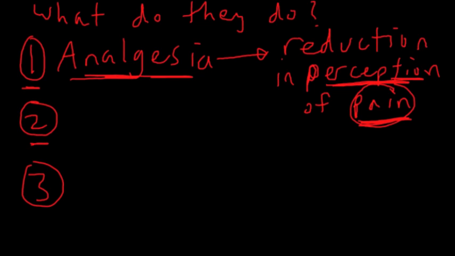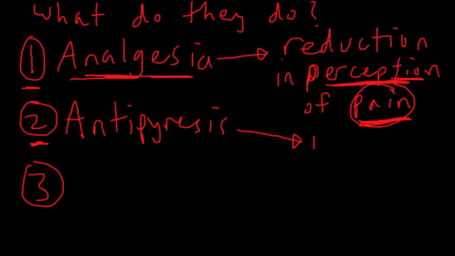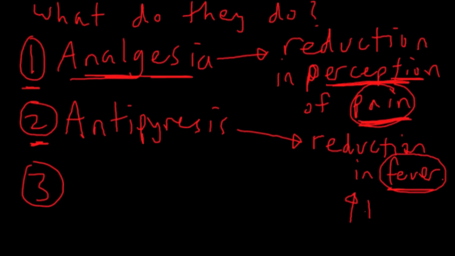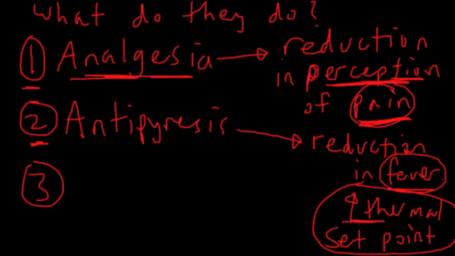The second feature clinically of NSAIDs is antipyresis. And antipyresis refers to a reduction in fever. And specifically, fever refers to an increase in the thermal set point of the body. And I'm going to do a whole video on this mechanism, so don't worry about this right now. But essentially, the molecule responsible for the increase in the thermal set point of the body, this is all in the central nervous system, is actually inhibited by the NSAIDs. So as a result of getting rid of the molecule, you now have a reduction in the thermal set point back to normal.